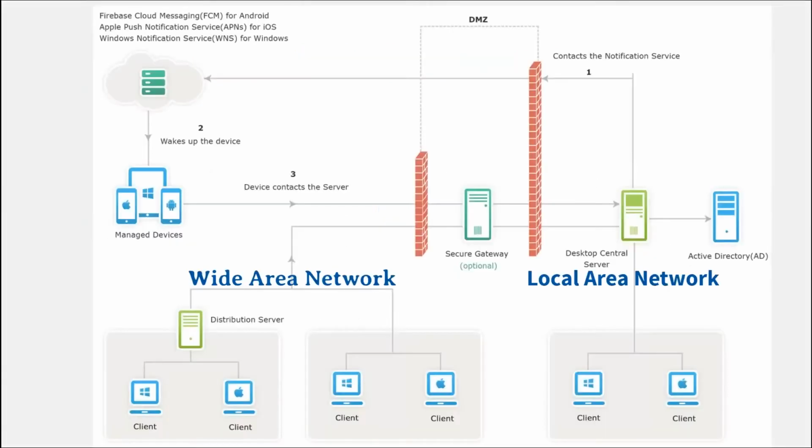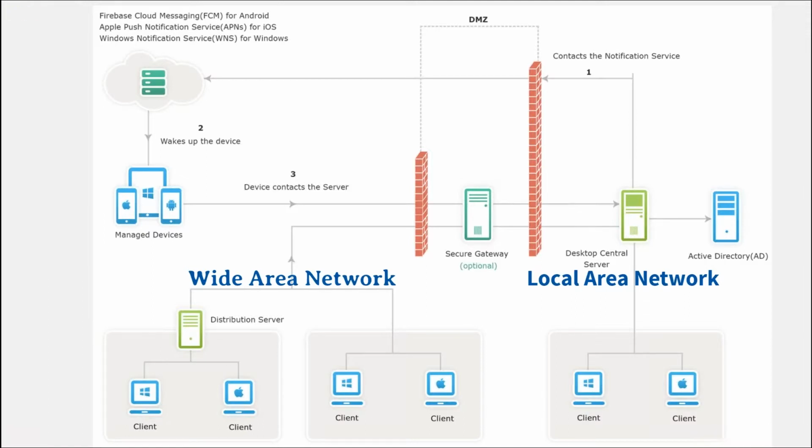Right, so after installing the agents, you will be able to manage the machines in LAN, WAN, and also the machines which are roaming all over the world, all over different networks. The machines in LAN will be reporting to the Desktop Central server directly, and whatever jobs and patches you create will be downloaded directly from the server.